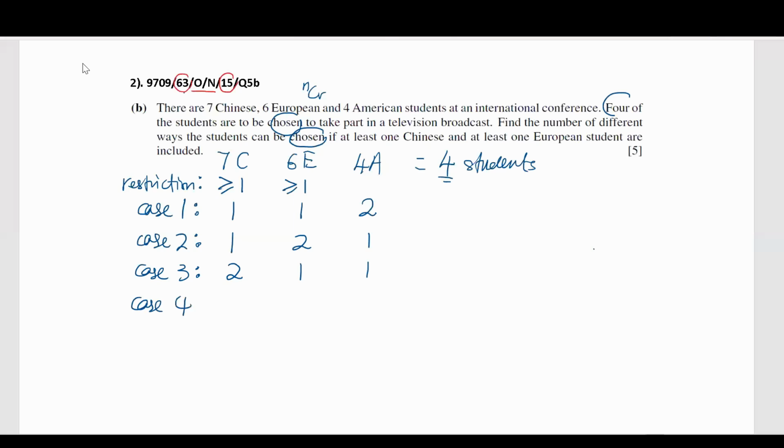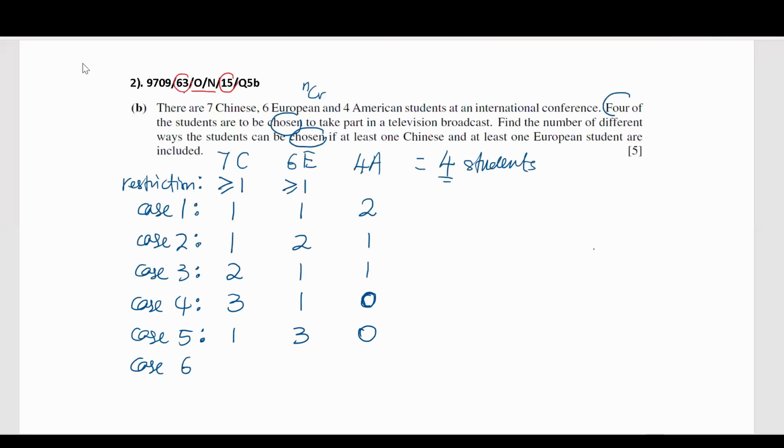Or we can also look at case 4, where we would have 3 Chinese and 1 European. All right, so as we need 4 students in total, that means there will be 0 American. Correct? We follow the restrictions given: at least 1 Chinese, at least 1 European, and it's okay to have 0 American. Then we can also consider 1, 3, and 0.